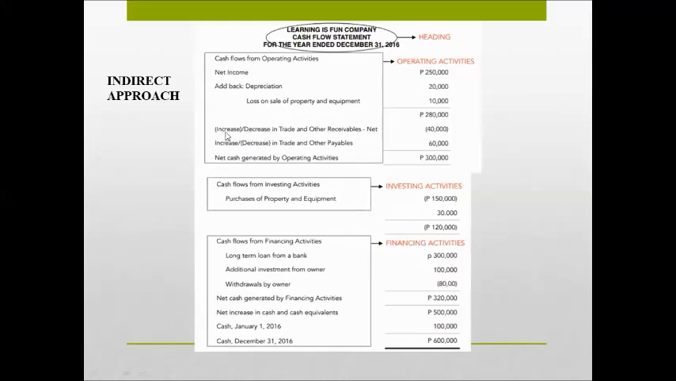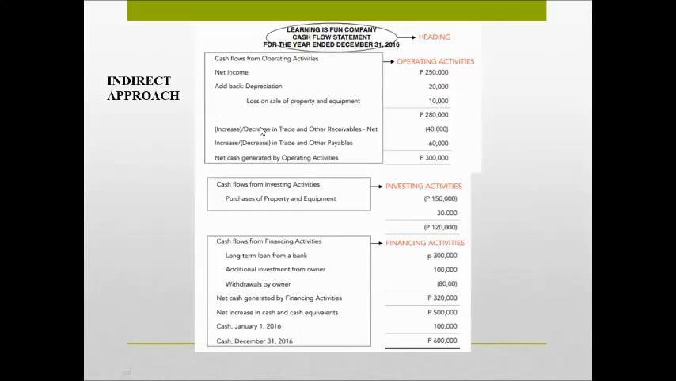Kung makikita nyo, increase tapos na-minus siya and then decrease tapos nag-add siya. Bakit kaya? Ganito kasi yan, guys. Kapag meron tayong increase in receivables, guys, kailangan natin silang i-deduct. Bakit? Kasi hindi pa naman natin na-receive yung pera na binayad sa atin. So, i-deduct muna natin siya.